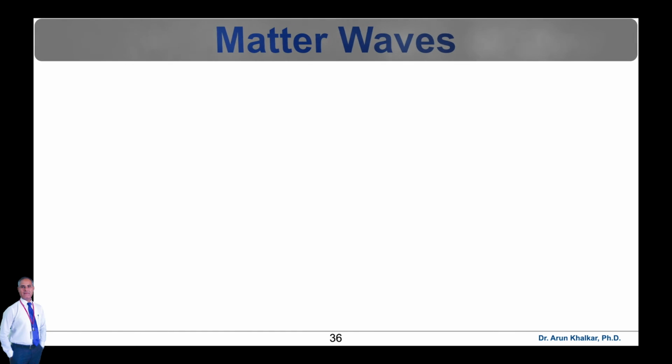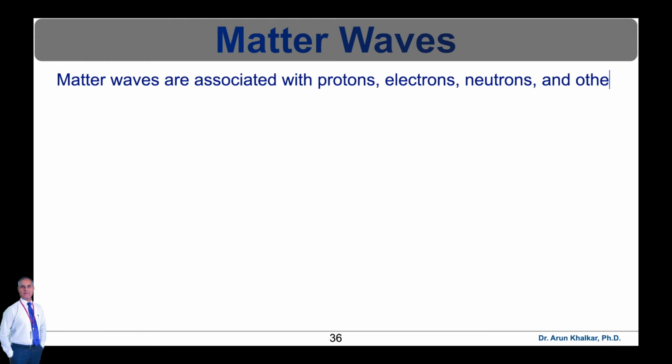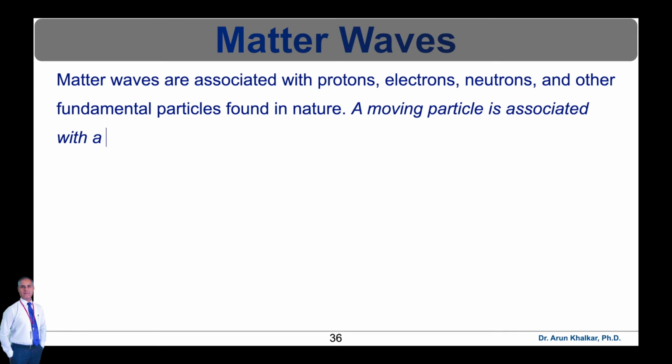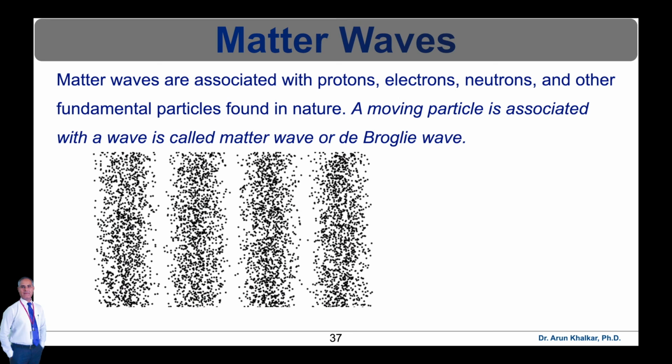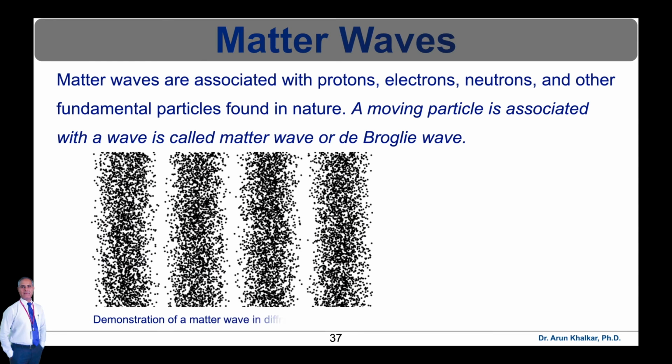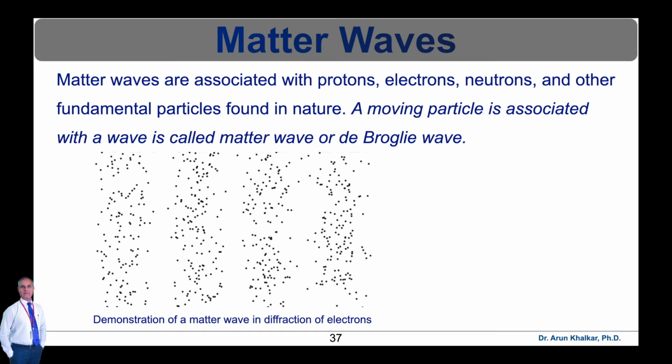Now here we come to the most important part of our unit, that is matter waves. Matter waves are a central part of the branch of physics known as quantum mechanics. These waves are associated with protons, electrons, neutrons, and other fundamental particles found in nature. The theory that all types of matter have wave-like properties was first proposed by Louis de Broglie in 1924. A moving particle associated with a wave is called a matter wave or de Broglie wave. Being an example of wave-particle duality, all matter exhibits wave-like behavior.